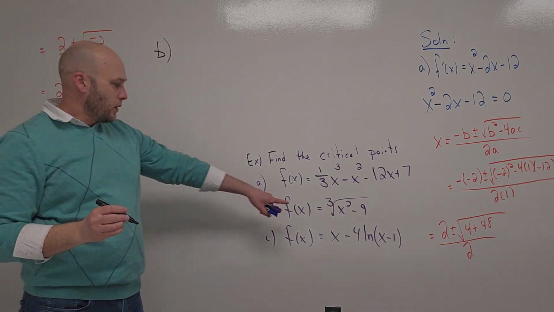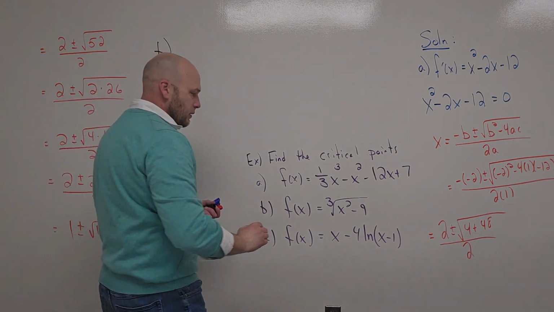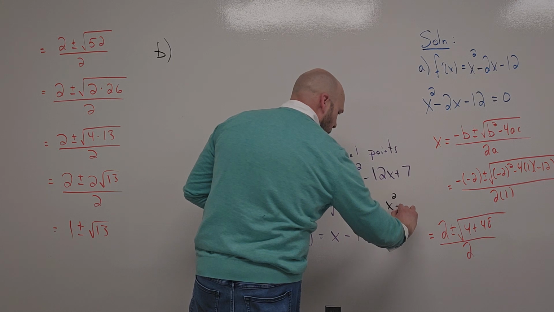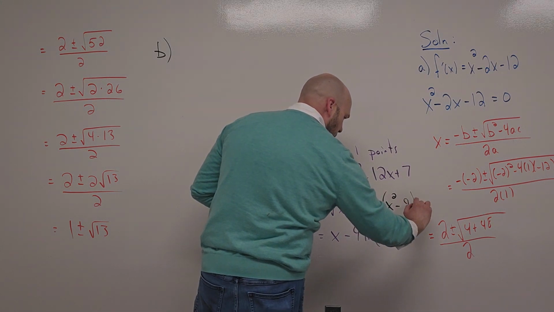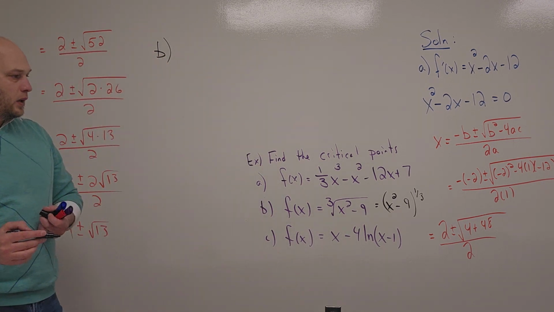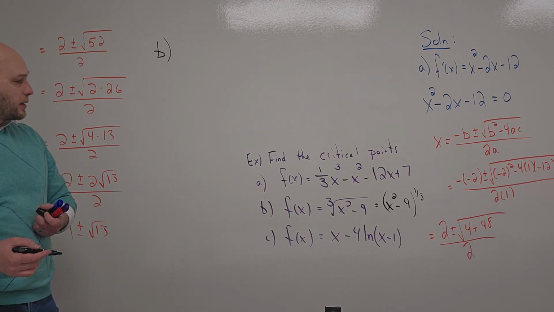All right, so looking at the function, the cube root of x squared minus 9. Now keep in mind, when we take a derivative of a radical function, what we want to do is we either write it or make sure we interpret it as an exponent with a rational number. So that'd be the 1/3 power of x squared minus 9.